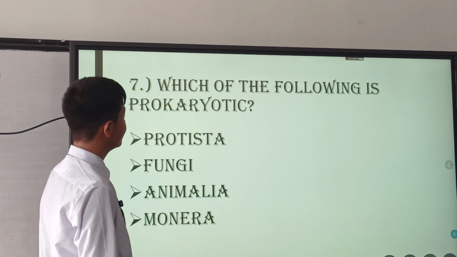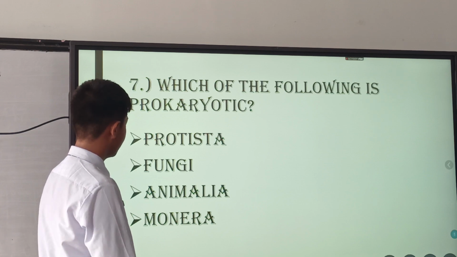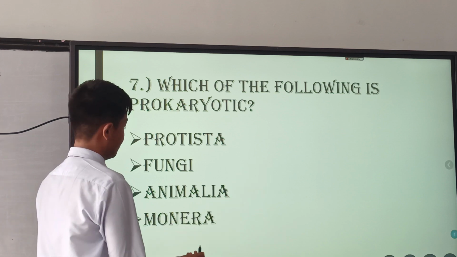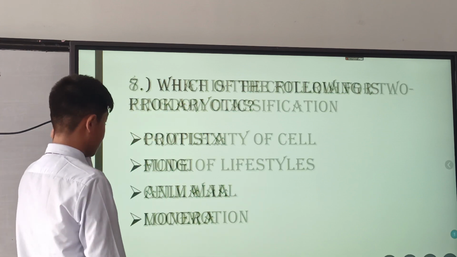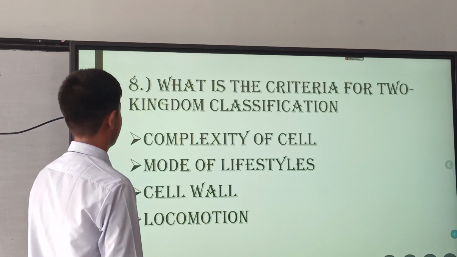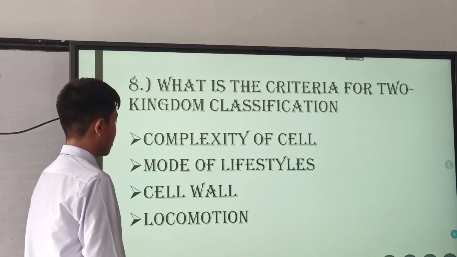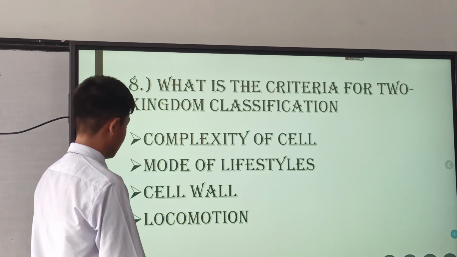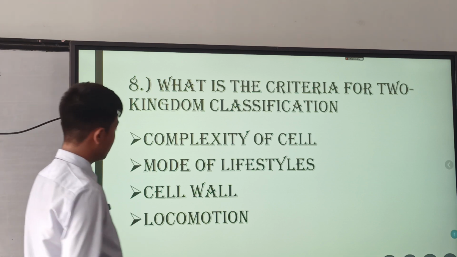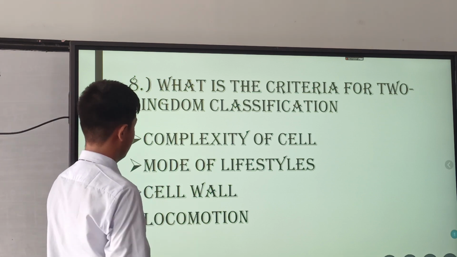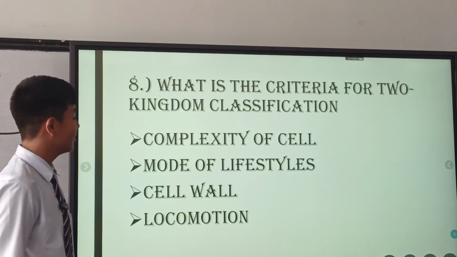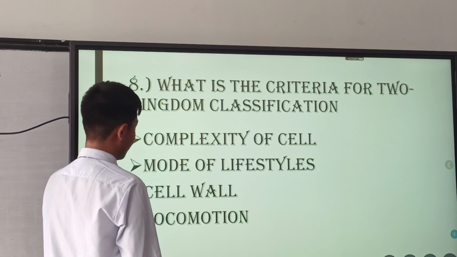Seventh question: which of the following is prokaryotic? Protista? Monera. Why say protista? The eighth question is, what is the criteria for two kingdom classification? Complexity of cell. Both of them are here: complexity of cell and mode of lifestyle. All of them are answers. Sorry, one silly mistake happened. All of them.